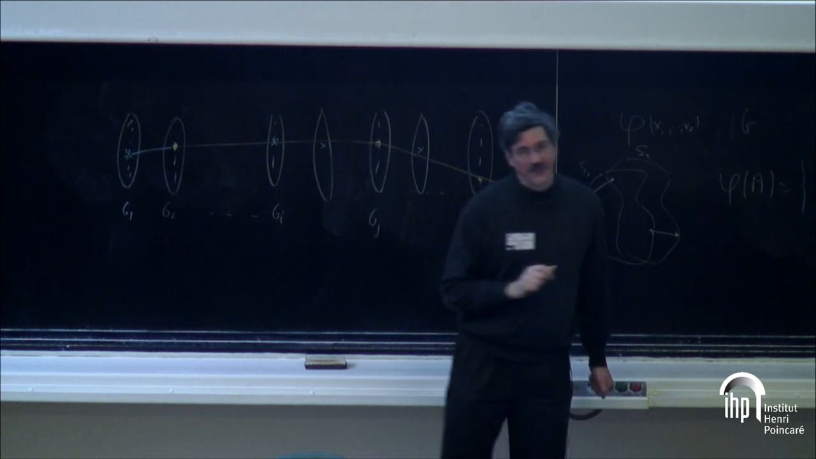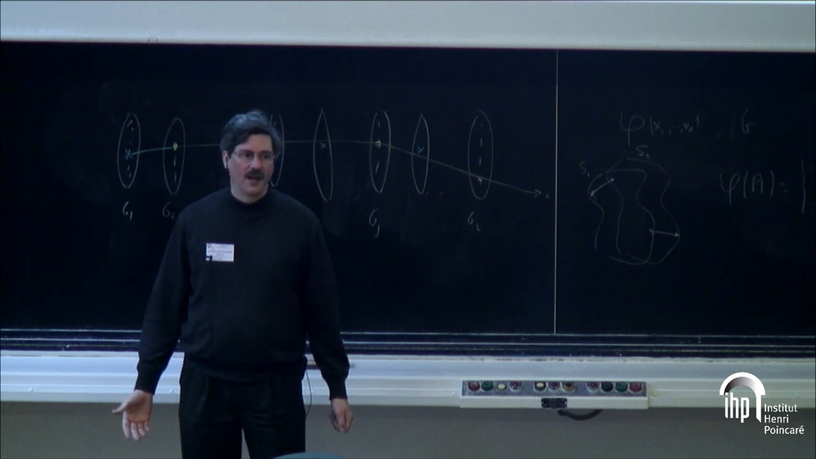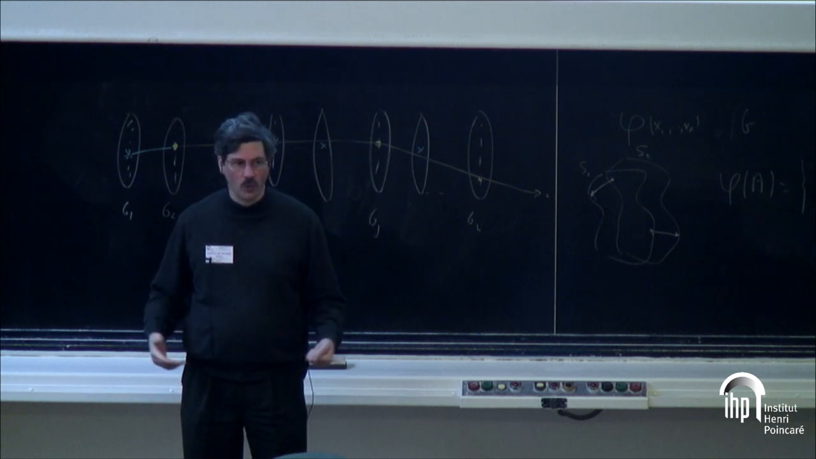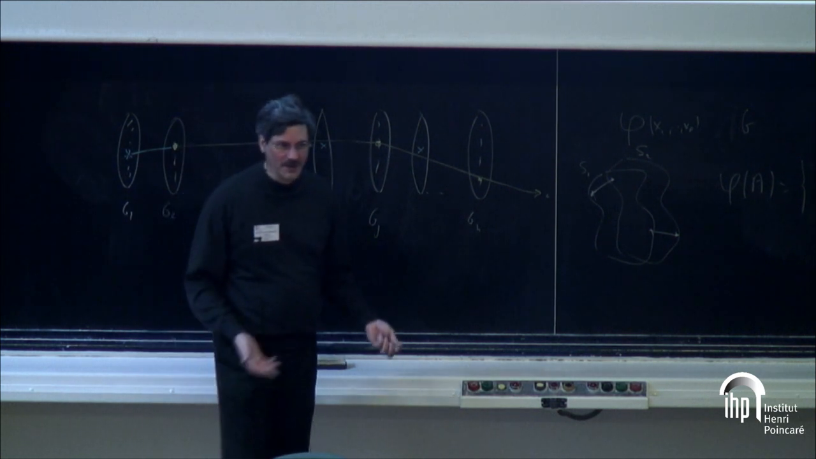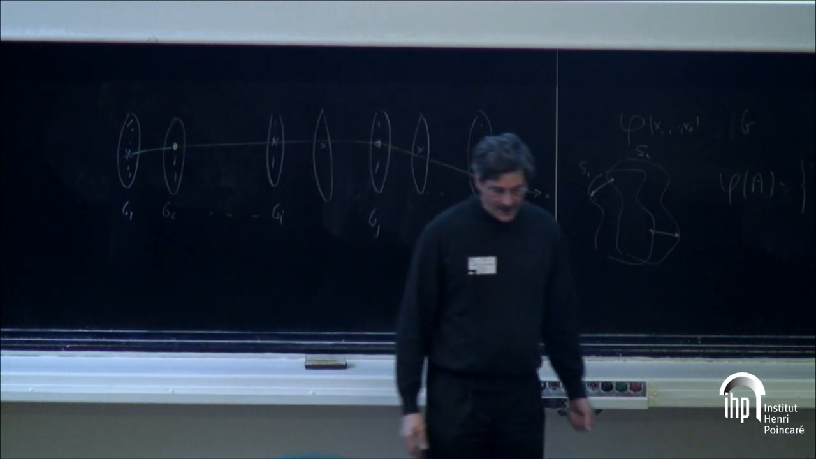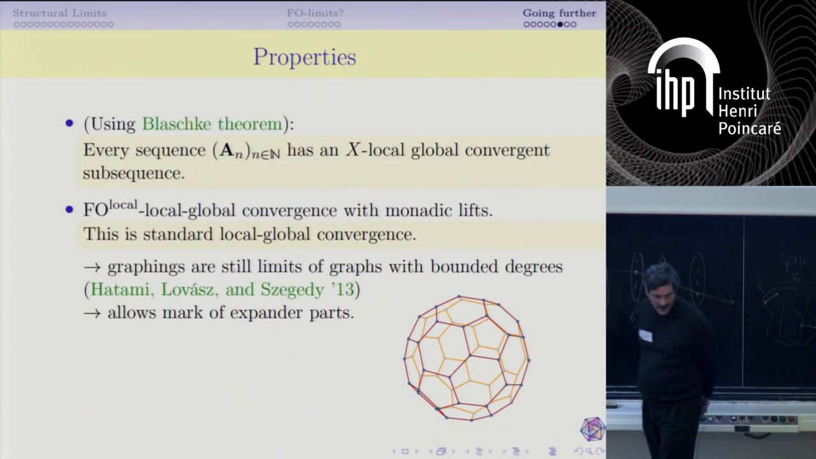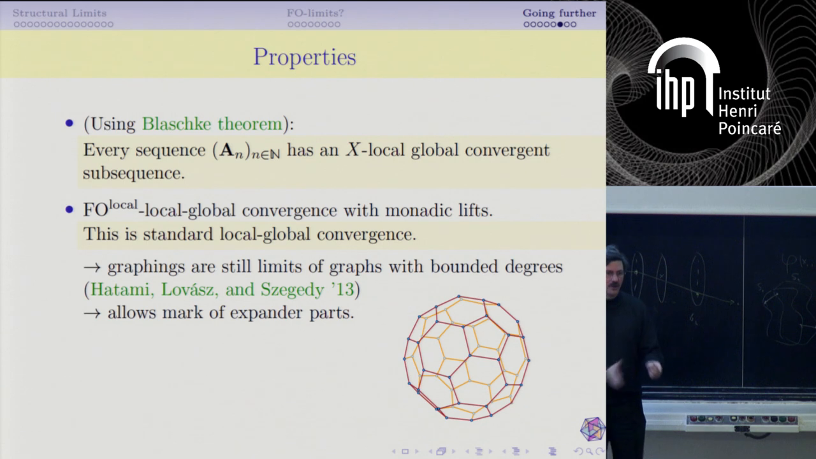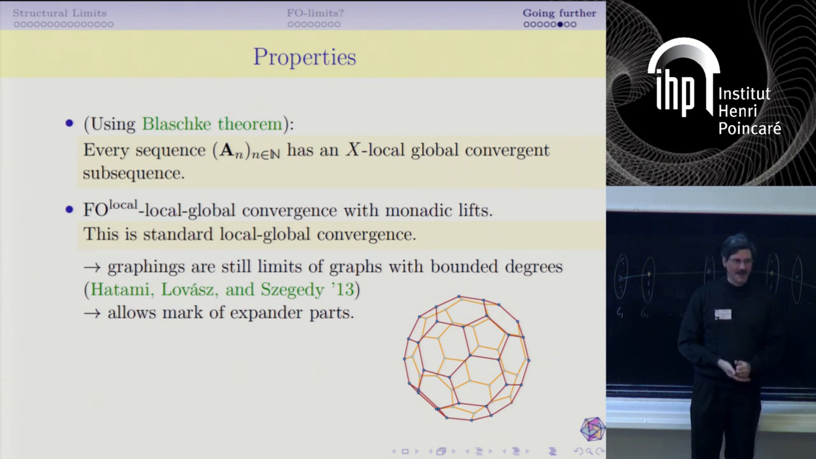This local global convergence has nice properties. The first one is that every sequence has a local global convergent subsequence, which is already something nice. And the second property, which has been proved by Atami, Lovas, and Segedi, is that if you consider a local global convergent sequence of graphs with bounded degrees, then you have still a nice limit object, and it is a graphing.